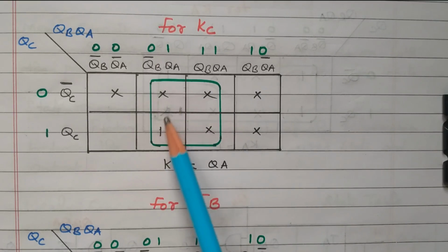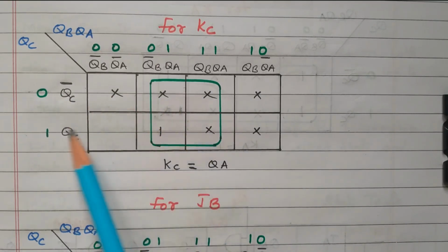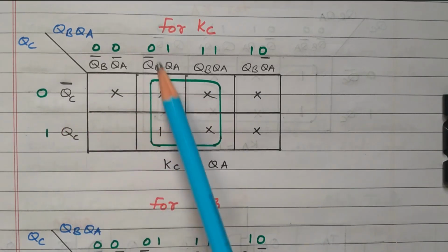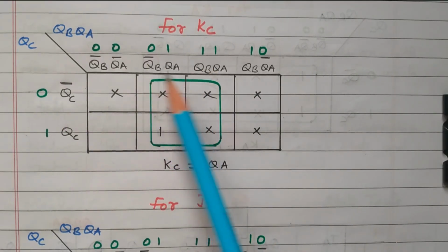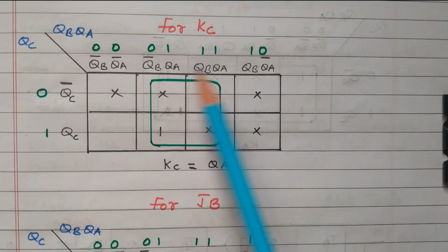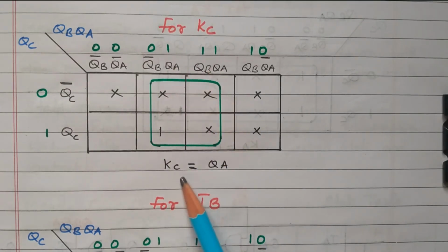4 cells. While combining these 2 columns, these 2 rows got cancelled. Only we need to refer to the second and third column. So QB bar and QB cancel, only QA is available in both, so that KC equals QA. The input to the KC equals QA.